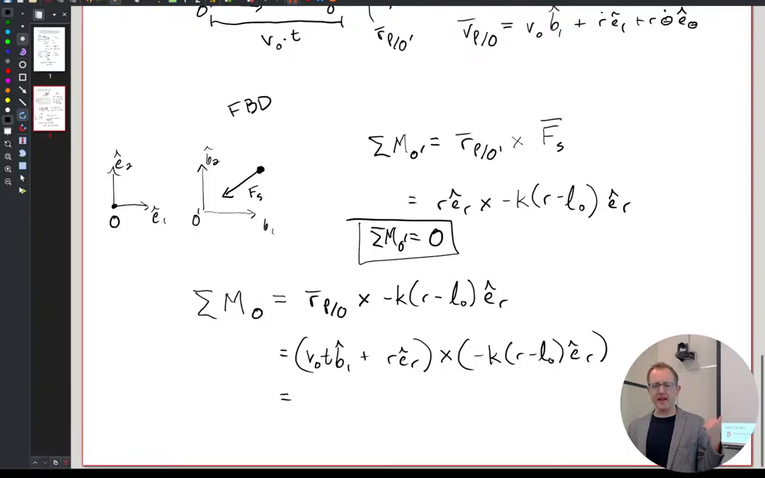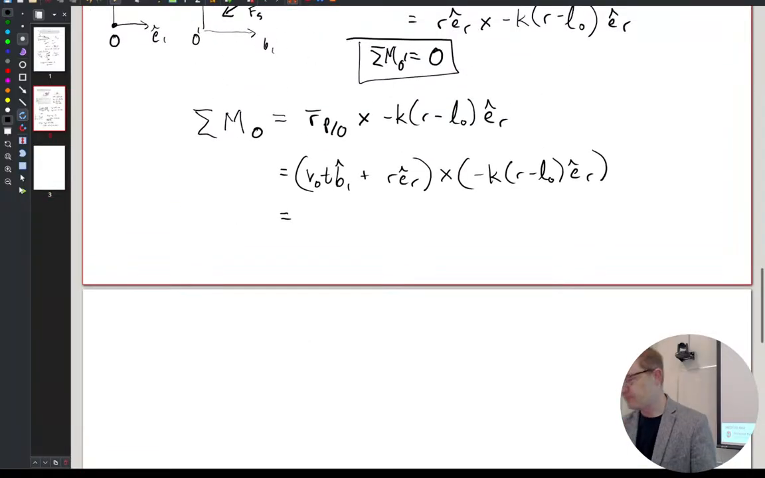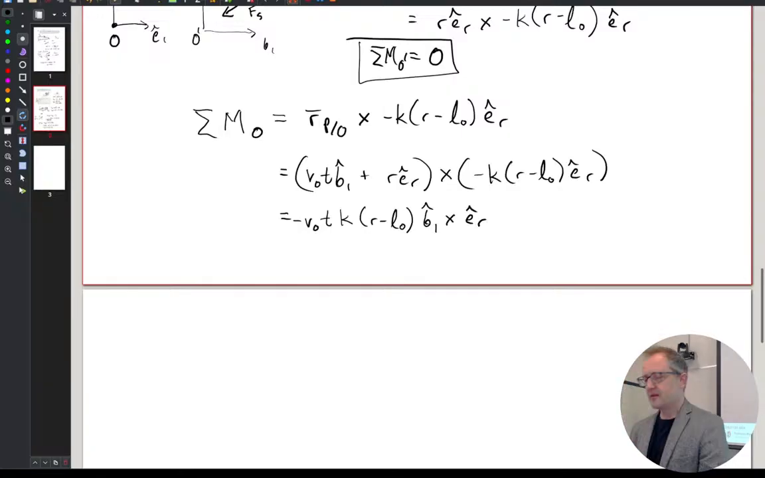So if we're looking at the math, working our way through the problem, we still have the same definition: R cross R times that negative K (R minus L0), that one's still going to be 0. But now I have this negative θ-dot times K (R minus L0), with a B1 crossed with ER.